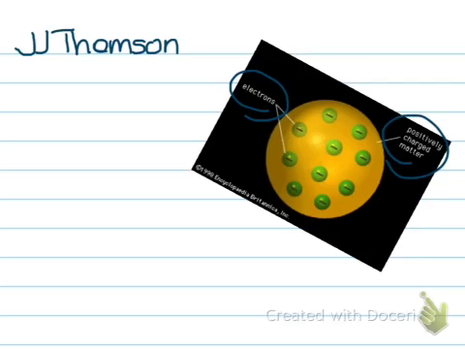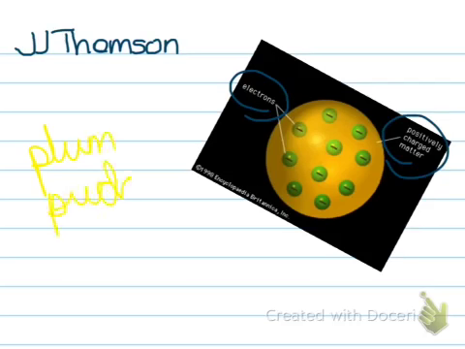The next significant scientist to make a discovery about the atom and change the theory of the model of the atom, what it would look like, was J.J. Thomson. He theorized that each atom was made up of smaller particles. The particles that he discovered were the electrons, and he thought they were scattered throughout the atom. His model is what's known as the plum pudding model.